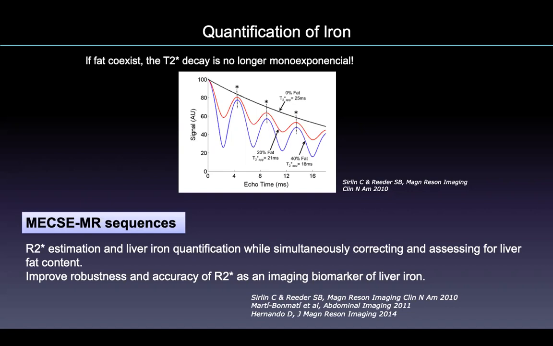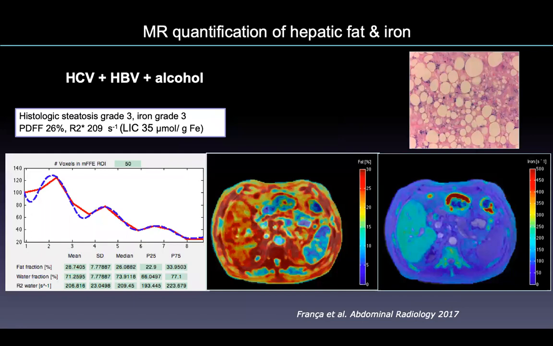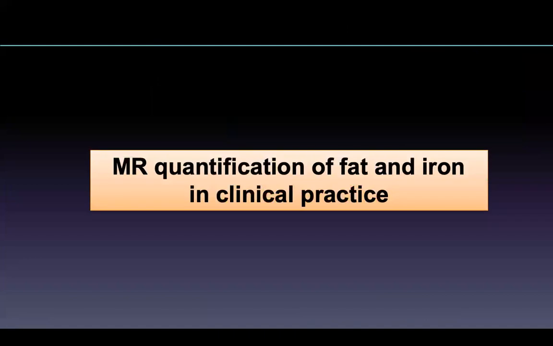So perhaps we can be more accurate in this scenario if we use the multi-echo chemical shift encoded sequences that I described for fat quantification. So we can simultaneously calculate the R2 star and PDFF. And this is one example of a patient with chronic hepatitis, and we can see that he has severe steatosis and also iron accumulation that can be demonstrated on MR using a multi-echo chemical shift encoded sequence.